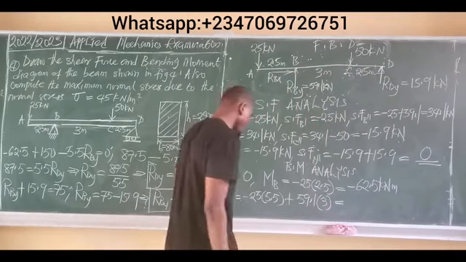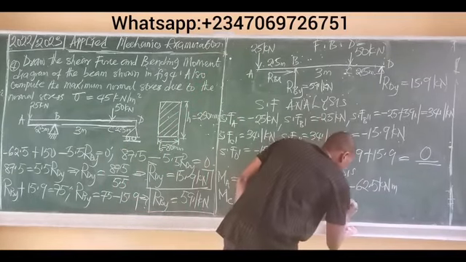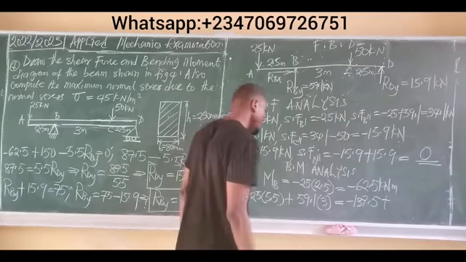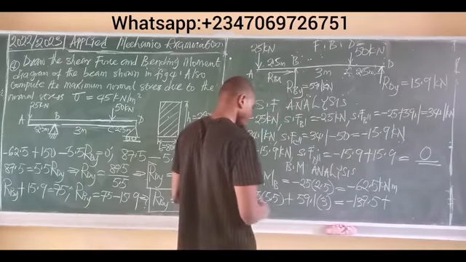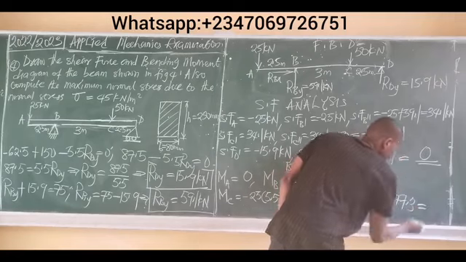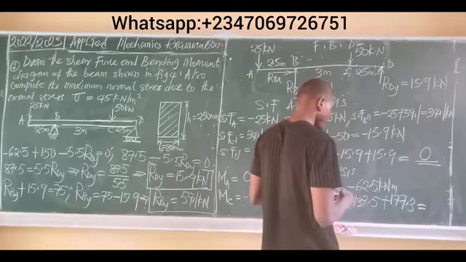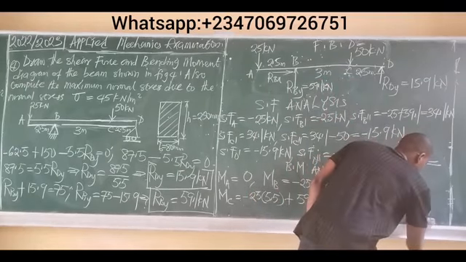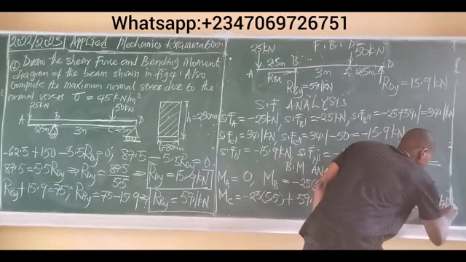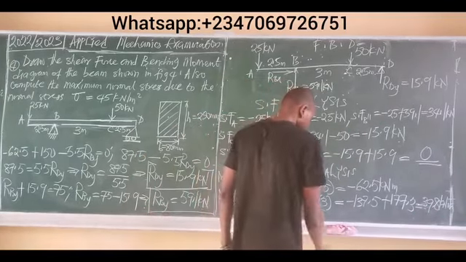So this is equal to, let's now evaluate, minus 25 times 5.5. This gives us minus 137.5, plus, next we find 59.1 times 3. That gives us 177.3. Therefore, minus 137.5 plus 177.3 gives us 39.8 kilonewtons meter. So the moment at point C is actually 39.8 kilonewtons meter.